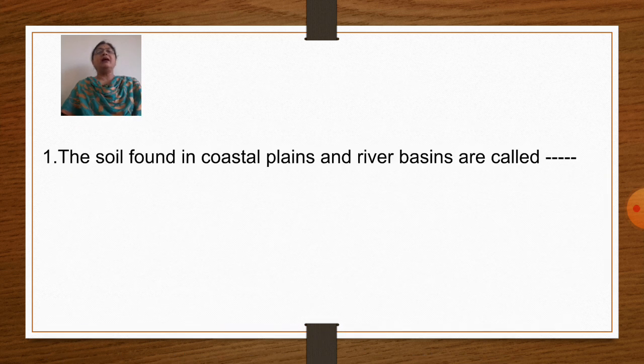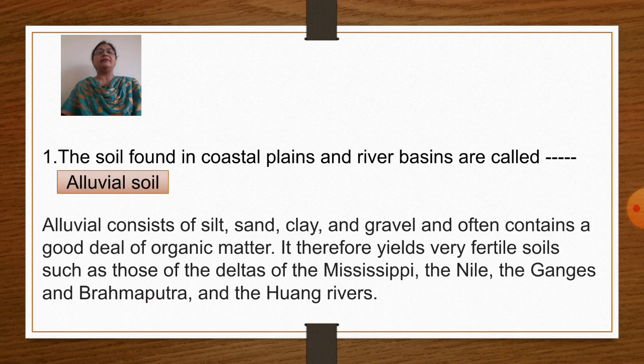Number 1. The soil found in coastal plains and river basins are called alluvial soil. Alluvial consists of silt, sand, clay, and gravel and often contains a good deal of organic matter. It therefore yields very fertile soils such as those of the deltas of the Mississippi, the Nile, the Ganges, and the Brahmaputra and the Yuang rivers.